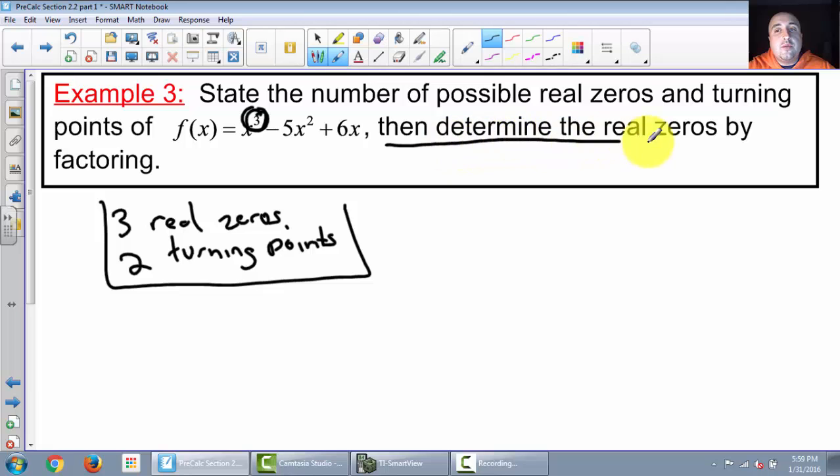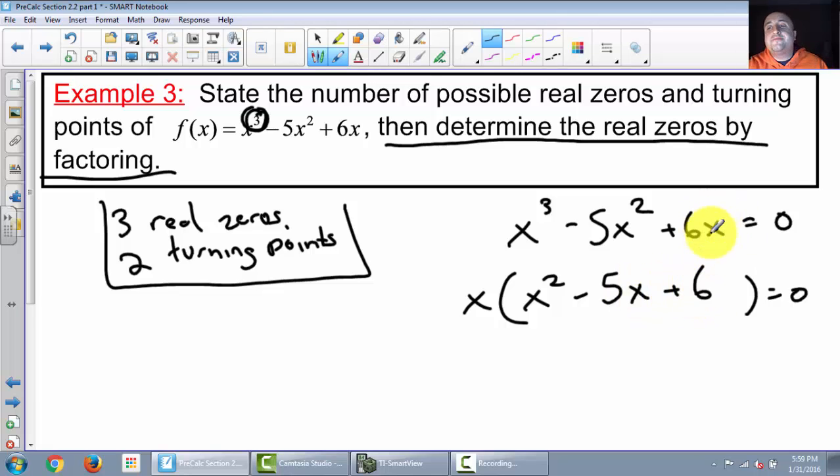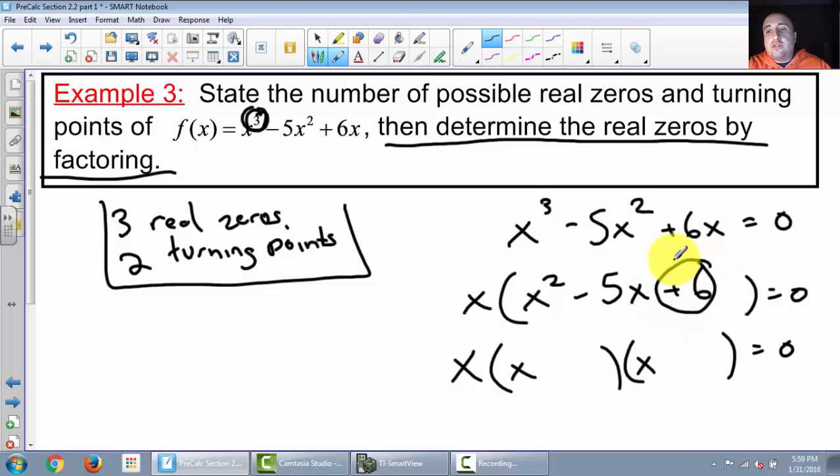And then it says determine the number of real zeros by factoring. So we're going to factor x cubed minus 5x squared plus 6x equals 0. Notice I can take out an x. When I take an x out of x cubed, I have x squared, minus 5x, because I took 1 x away, plus 6. So we have x, and now I can factor this standard quadratic, x and x. What two numbers multiply to be 6 and add to negative 5? Hopefully you see that negative 3 and negative 2 multiply to be 6, but add to negative 5.